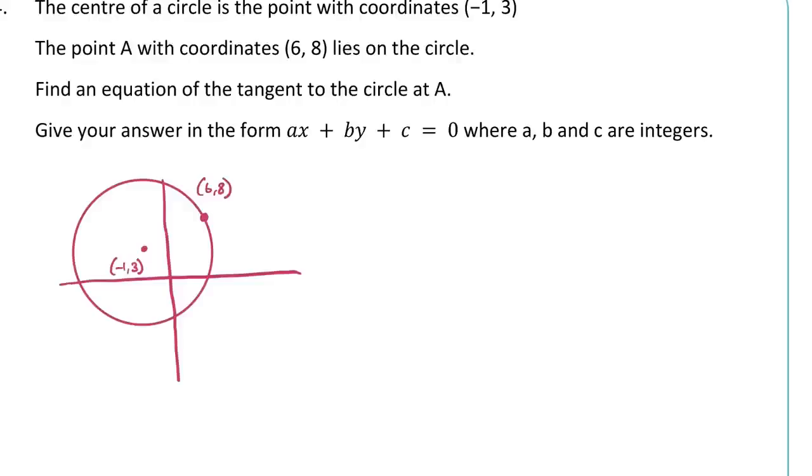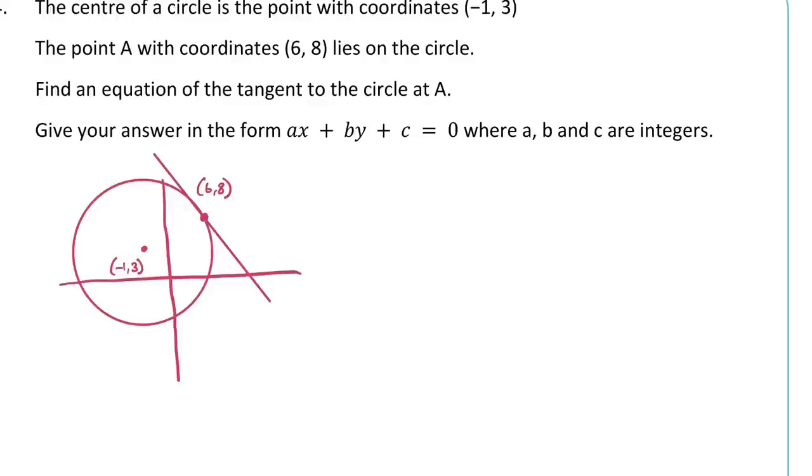And it says find an equation of the tangent to the circle at that point, at point A. So we want to know the equation of that tangent there. So that's kind of what it looks like. Again, I've just drawn a sketch of that. You don't need to draw a perfect diagram, just a little sketch.